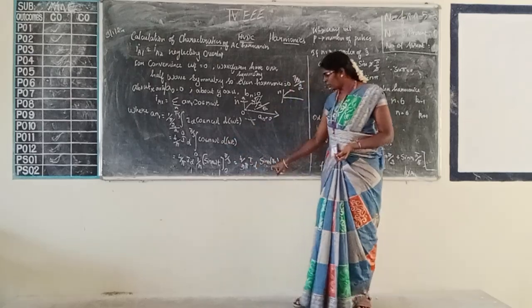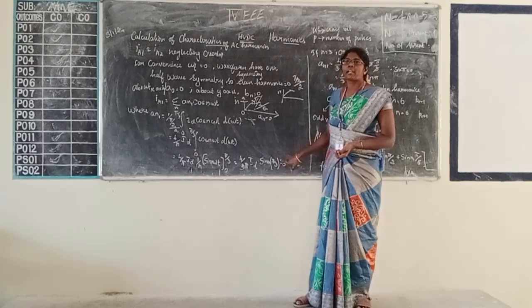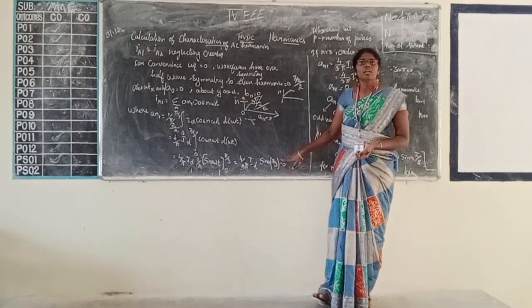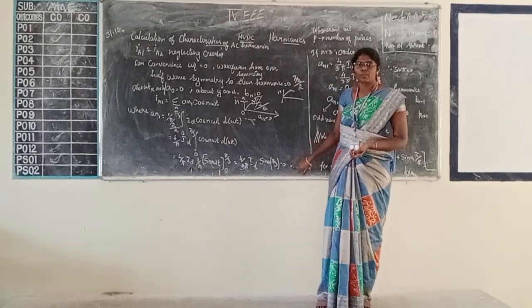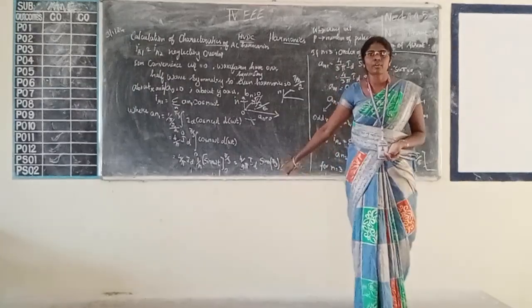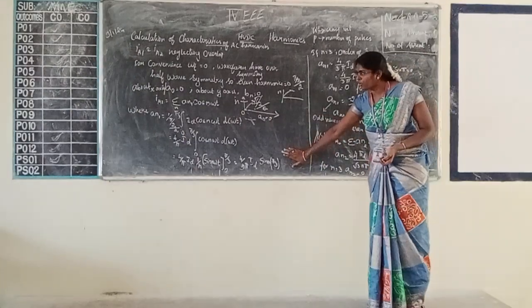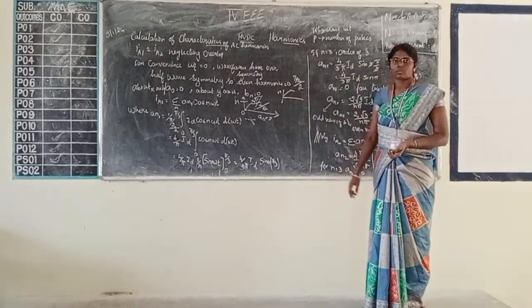Current ID into sin n. Upper limit is 5 by 3, minus the lower limit, sin 0, which is 0. That is minus 0. I am just putting it for your reference. And now this is the value for A n2.